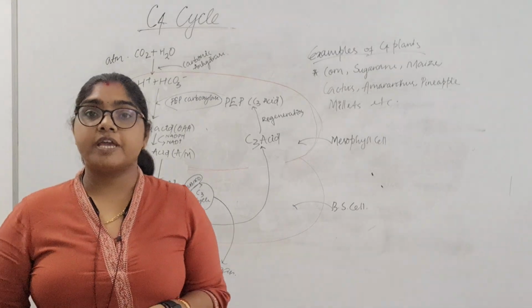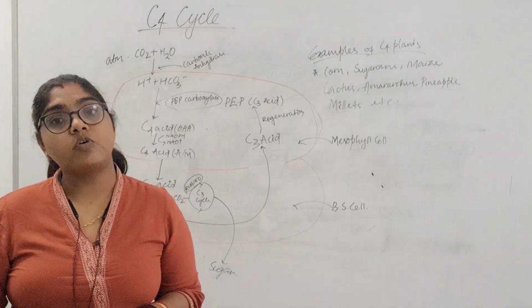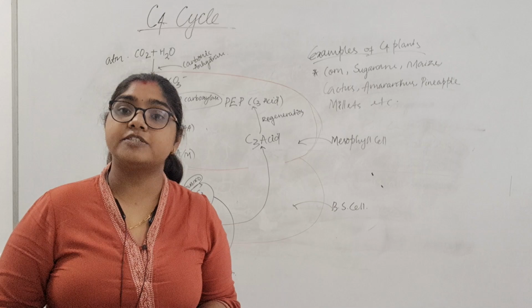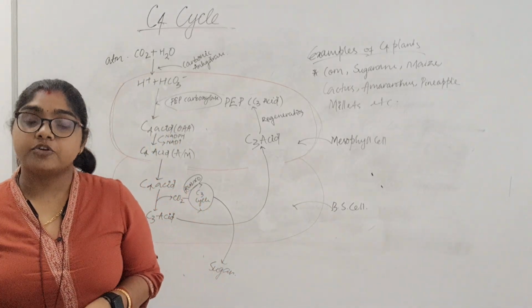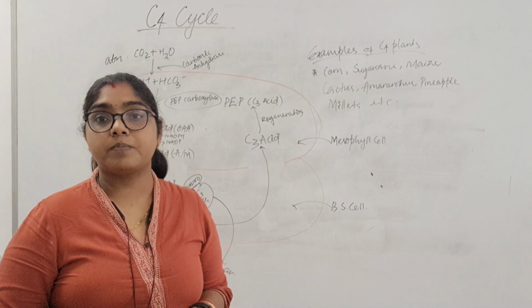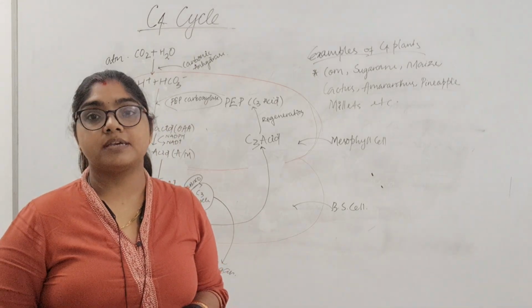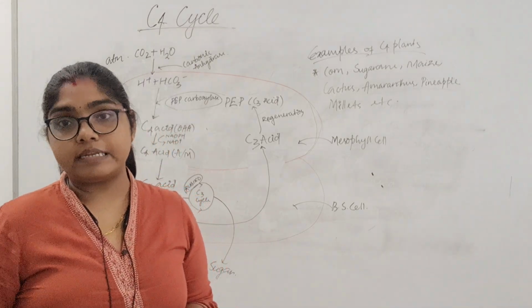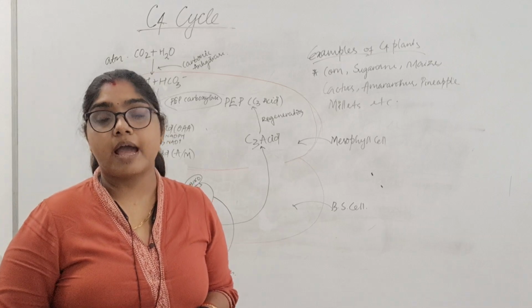So today we have discussed the C4 pathway, why the plants follow C4 pathway, and the Kranz anatomy, the special feature of C4 pathway, the overview of C4 pathway mechanism, and the examples of some C4 plants.